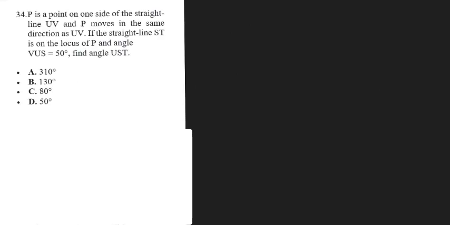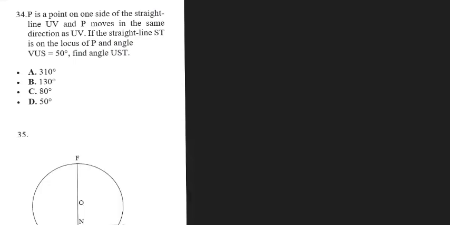All right, question 34 says P is a point on one side of a straight line UV. So let's assume you have a straight line UV, right? This is UV, and P is on one side. Let's assume it's here, one side. P moves in the same direction as UV. So let's just put the direction like this. All of them are moving this way.